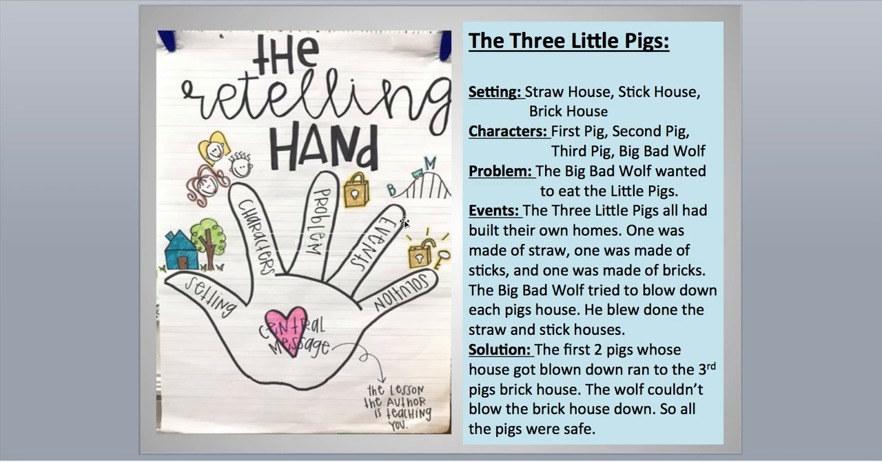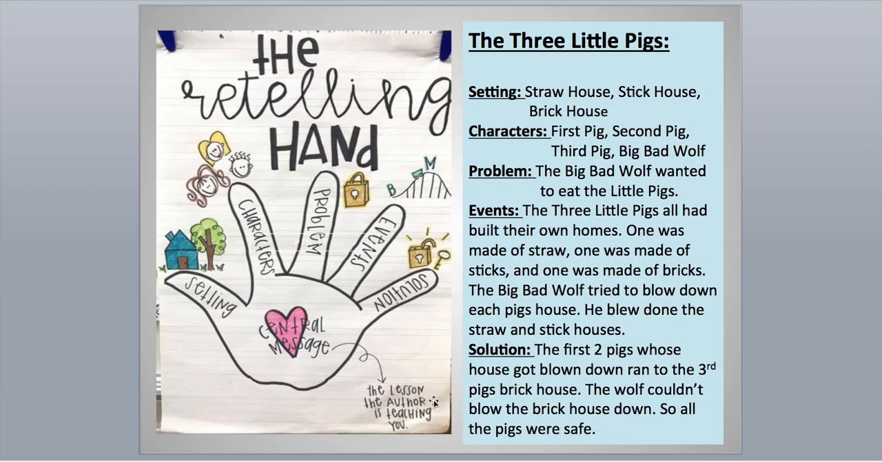The events that happen in the story: the 3 little pigs all had built their own homes. One was made of straw, one was made of sticks, and one was made of bricks. The big bad wolf tried to blow down each pig's house. He blew down the straw and the stick houses. So then the solution in the story: the first 2 pigs whose houses got blown down ran to the 3rd pig's brick house. And the wolf couldn't blow the brick house down, so all the pigs were saved.